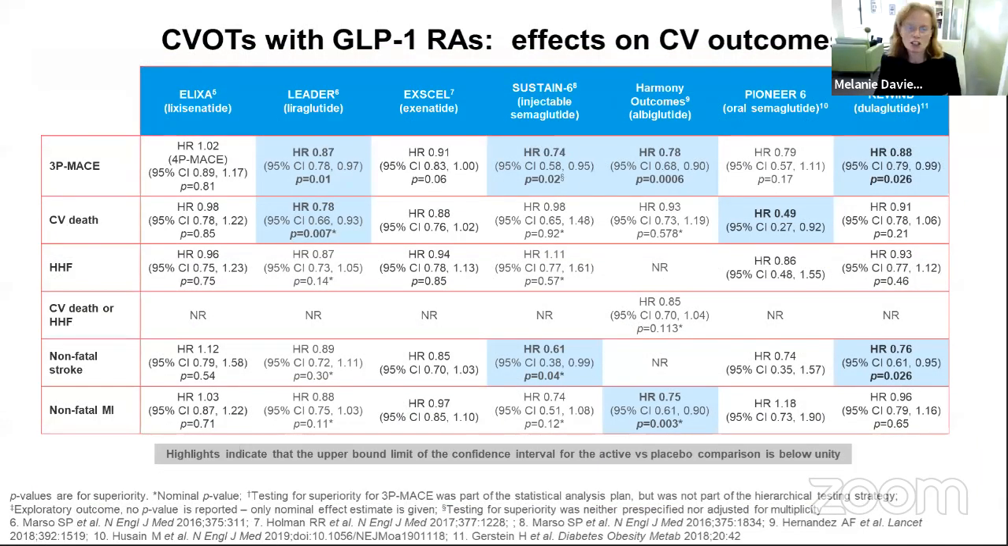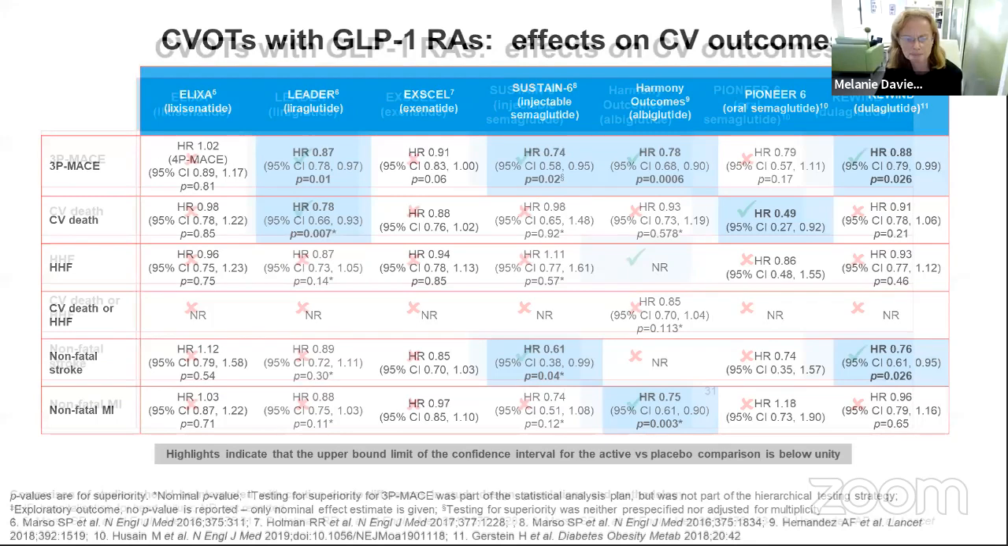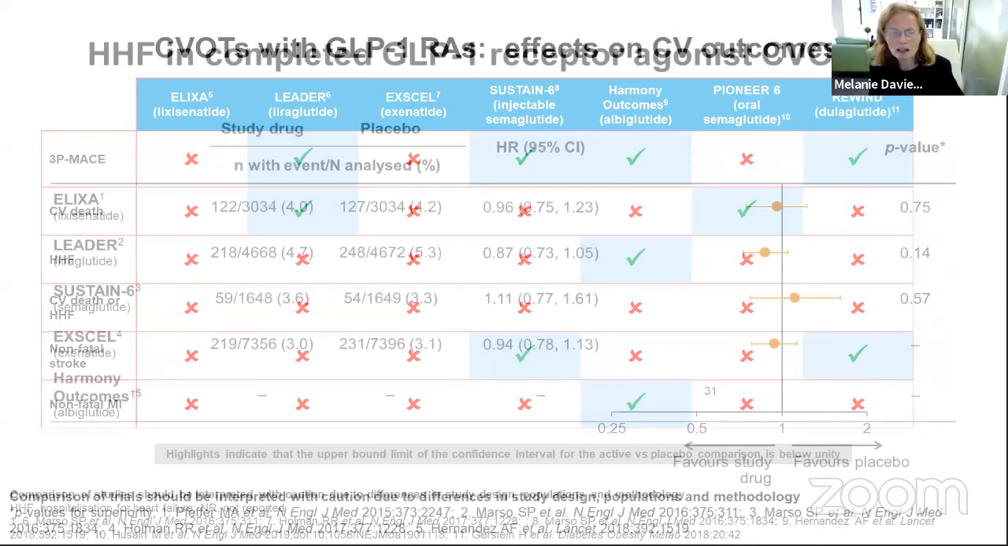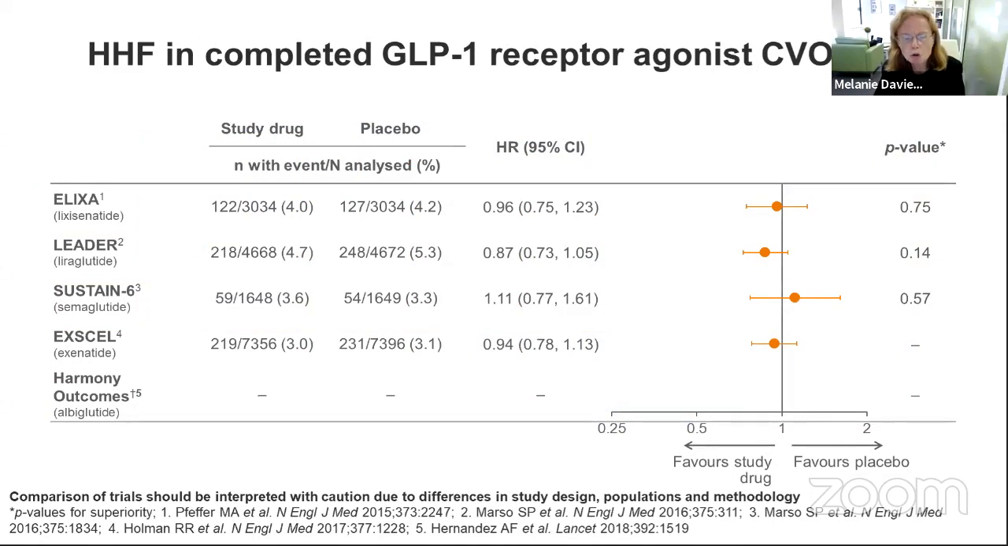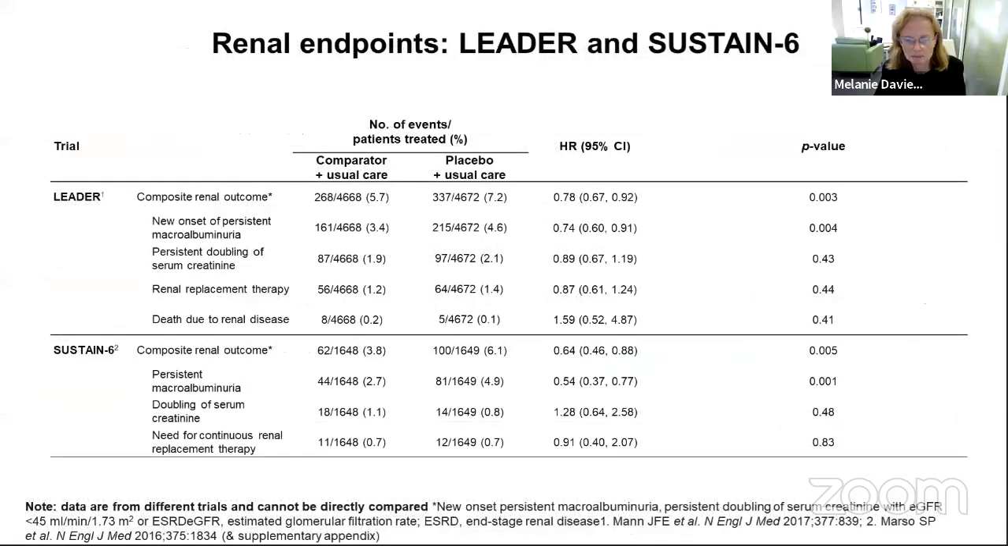So this slide just summarizes these results. So there is heterogeneity across the class, but a number of the agents show a significant reduction in 3-point MACE, no effect on hospitalization for heart failure. And as you say, if you look at the individual MACE endpoints, you see some difference with SUSTAIN, for example, showing a reduction in non-fatal stroke, and Harmony showing a reduction in non-fatal MI. Now, as I've said, really there is no signal at all of any benefit from heart failure, and there doesn't appear to be any signal for harm, however.